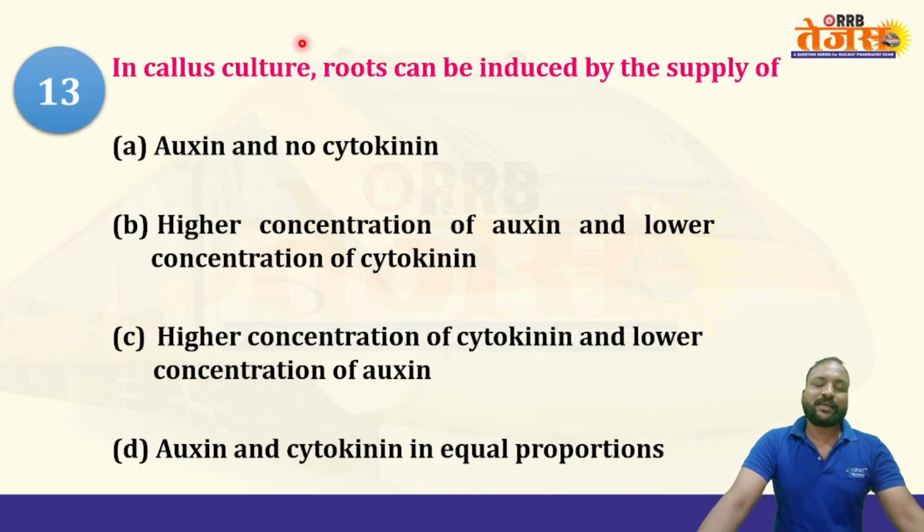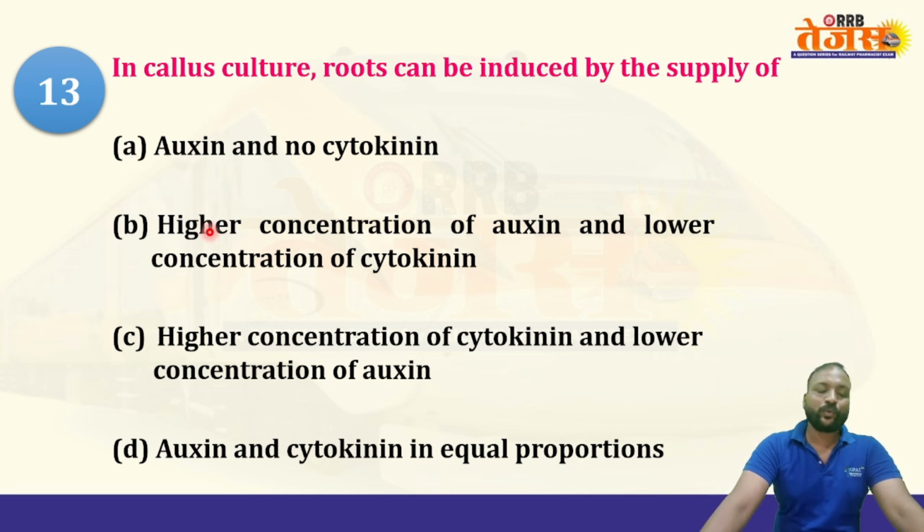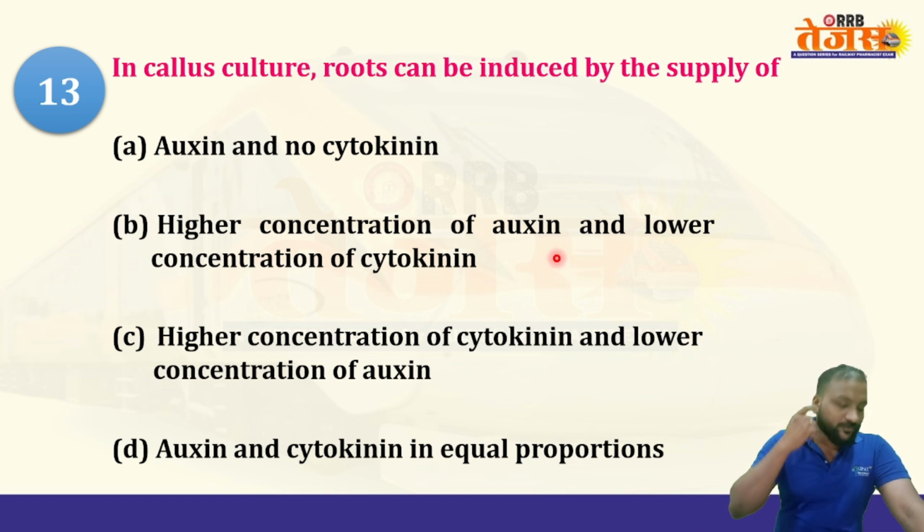Next question in this series: in callus culture, roots can be induced by the supply of? Option A, auxin and no cytokinin, only auxin. Option B, high concentration of auxin and low concentration of cytokinin.